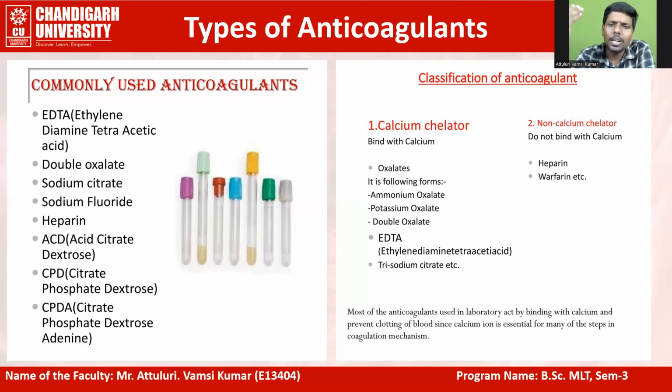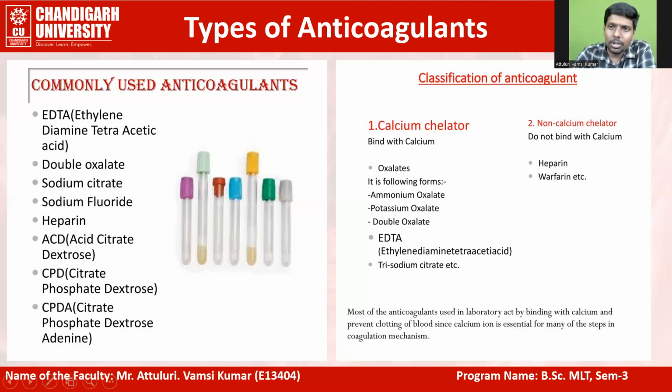And there is one more, a modified CPD called CPD-A. This is citrate phosphate dextrose with adenine. Adenine will give further nutrient supply to the red blood cells to keep them alive for almost 45 to 46 days. So these are the various types of anticoagulants we have.